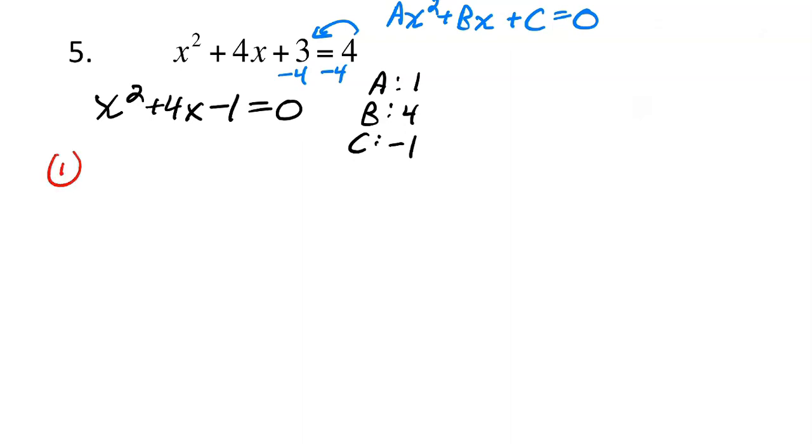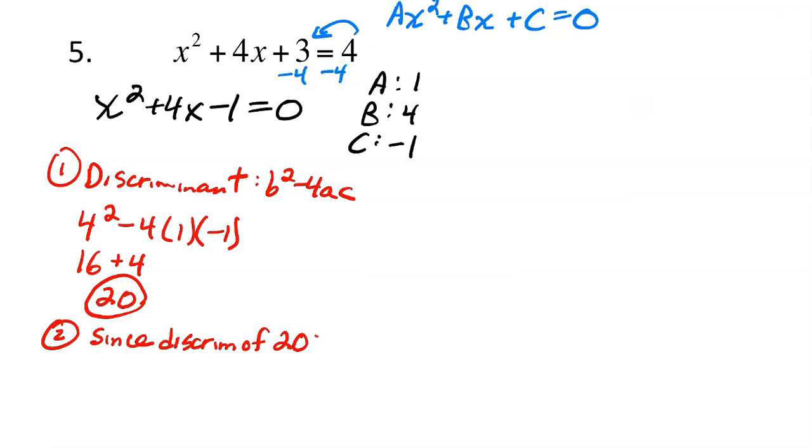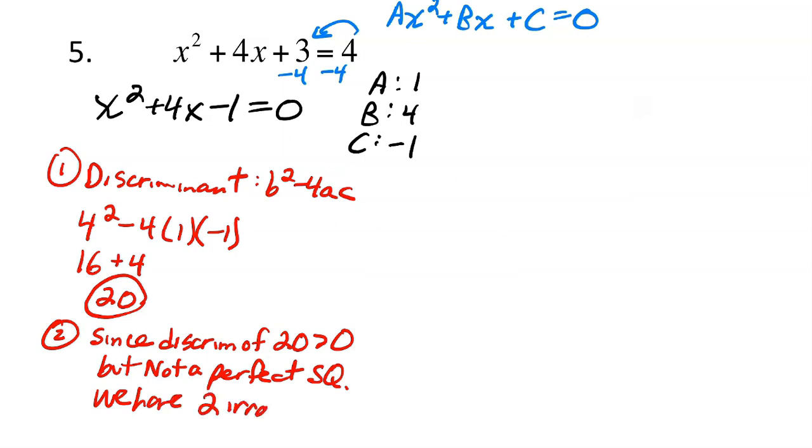So number 1, the discriminant. Remember the formula is b squared minus 4ac. b squared would be 4 squared minus 4 times a times c. So we get 16 plus 4, since -4 times -1 is plus 4. So the discriminant is 20. And since the discriminant of 20 is greater than 0, but not a perfect square, we have 2 irrational roots. So the number and type of roots would be 2 is the number, and the type is irrational.